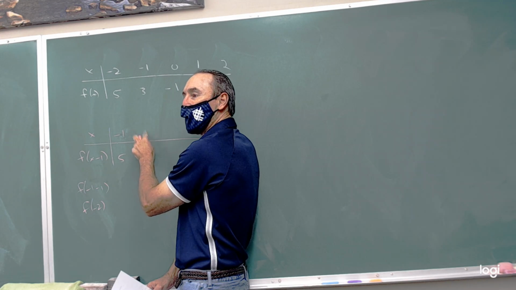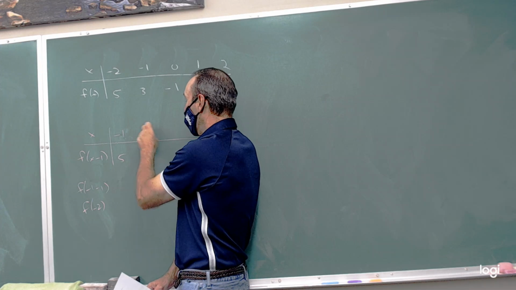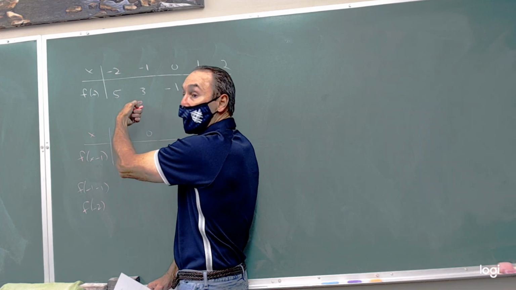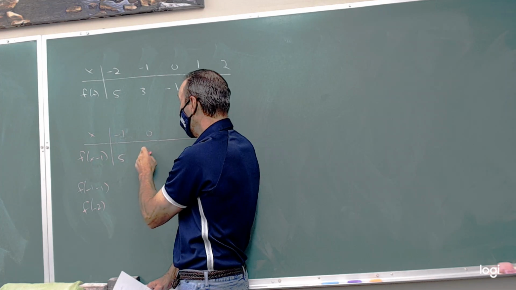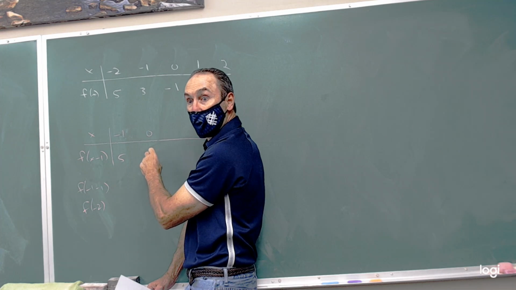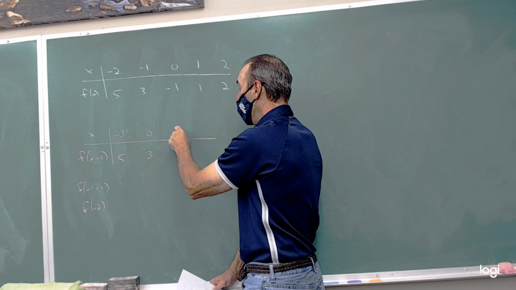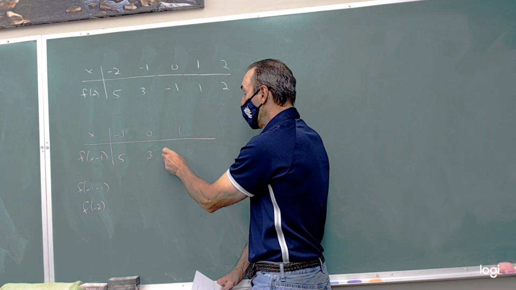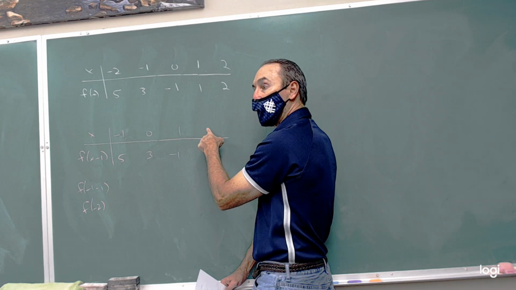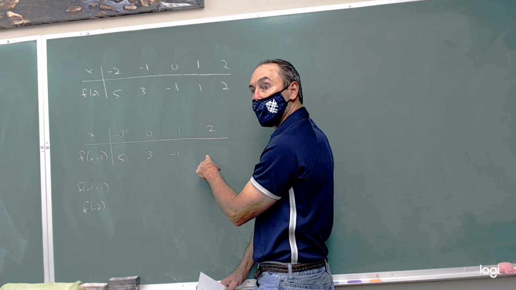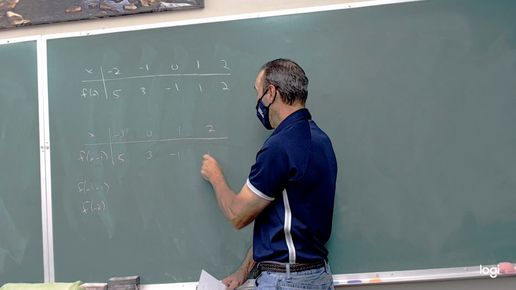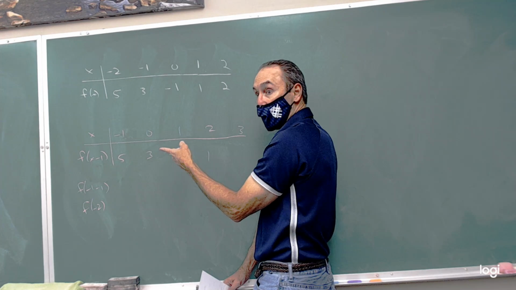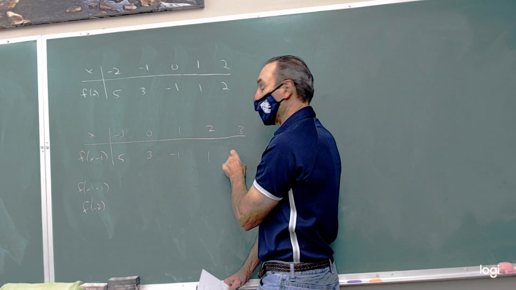Next value of x is going to be what? 0. Because when we plug in 0, 0 minus 1 is -1. F of -1 we know from the table is 3. And the next one is 1, and we evaluate f of 0, which we know from the table is -1. And so we plug in 2. We evaluate f of 1, which we know is 1. And we plug in 3. Now it seems weird, but we're going to be okay because we evaluate f of 2, which we know from the table is there.